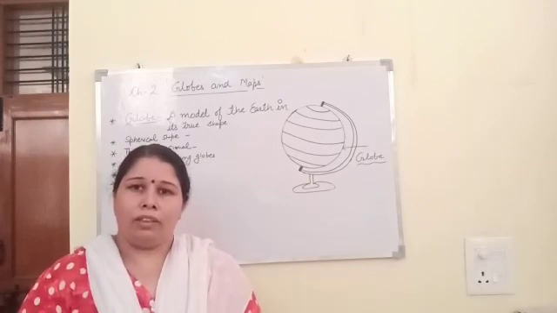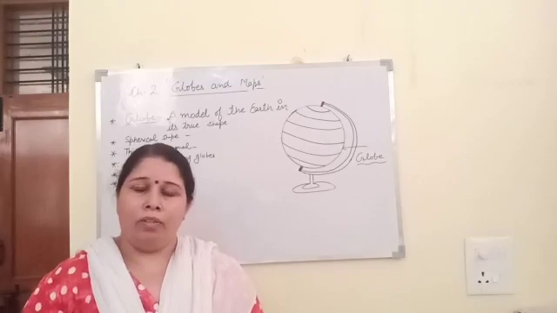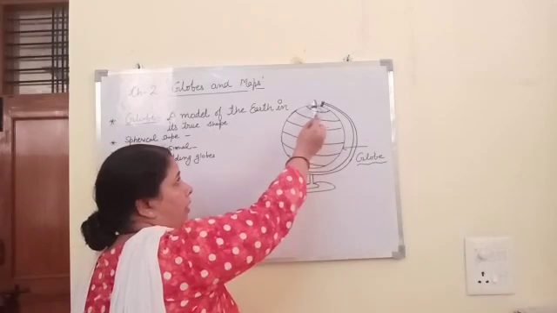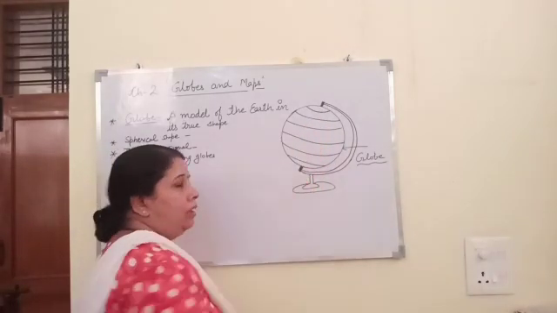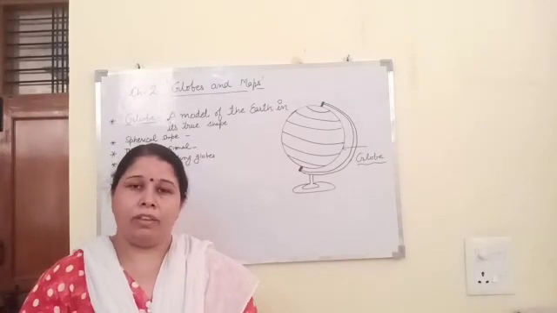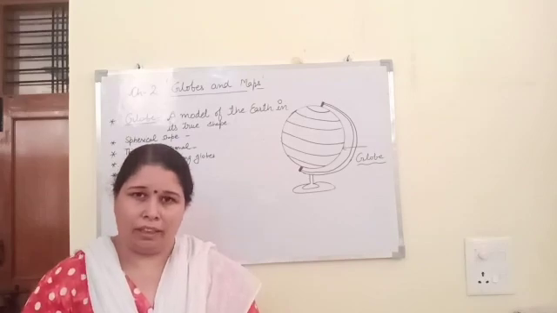So, earth is round like a ball, but it is flat at the pole. So we can say it is not a perfect sphere. In other words, we can also say that the shape of the earth is not perfectly spherical.